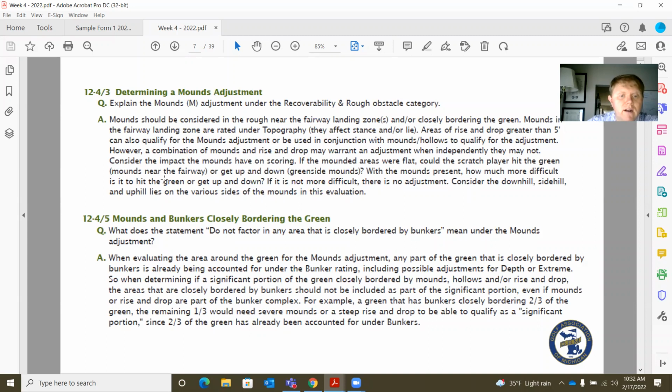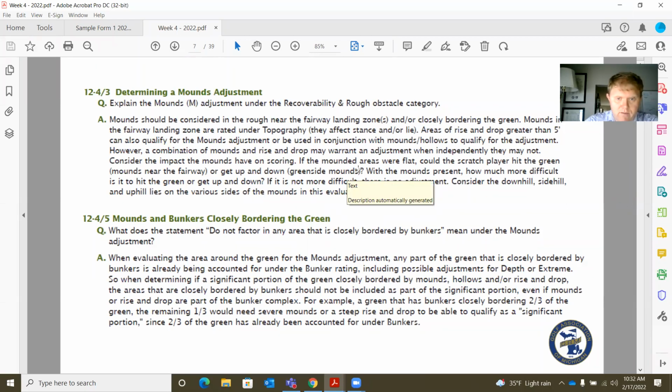And then it says that, however, a combination of mounds and rise and drop may warrant an adjustment when independently they may not. So what that's saying is that you might have an area around the green that is maybe a quarter that has a drop of 5 feet. And then you might have a quarter of the green that has mounding. And if we looked at them separately, like we did 3 or 4 years ago, maybe even longer than that now, they wouldn't qualify. But together, they can make up a significant portion of the green. And so we can make an adjustment in that case.